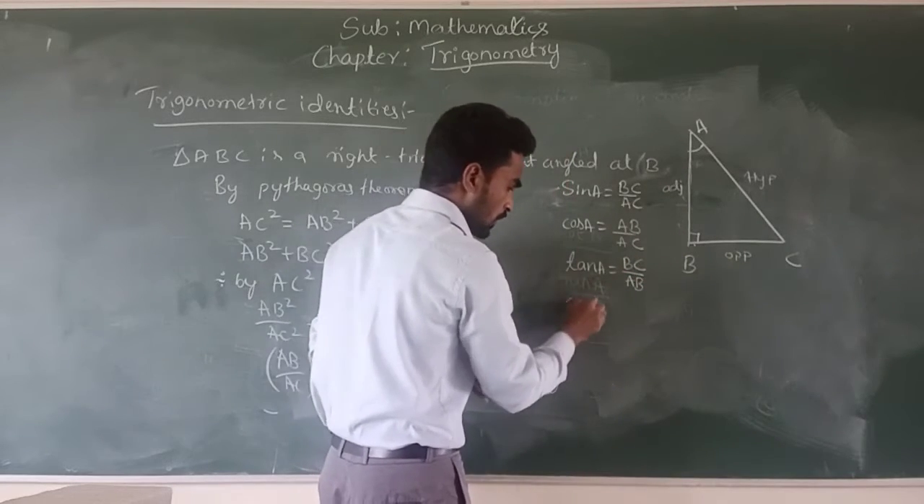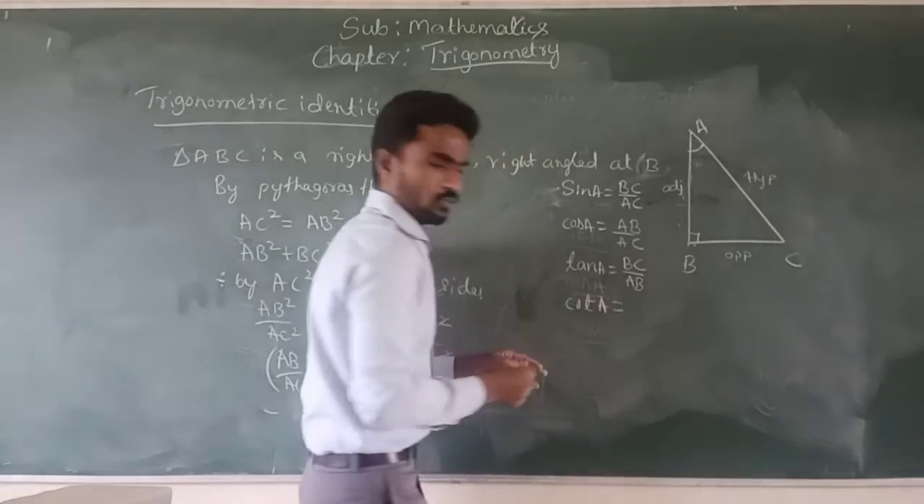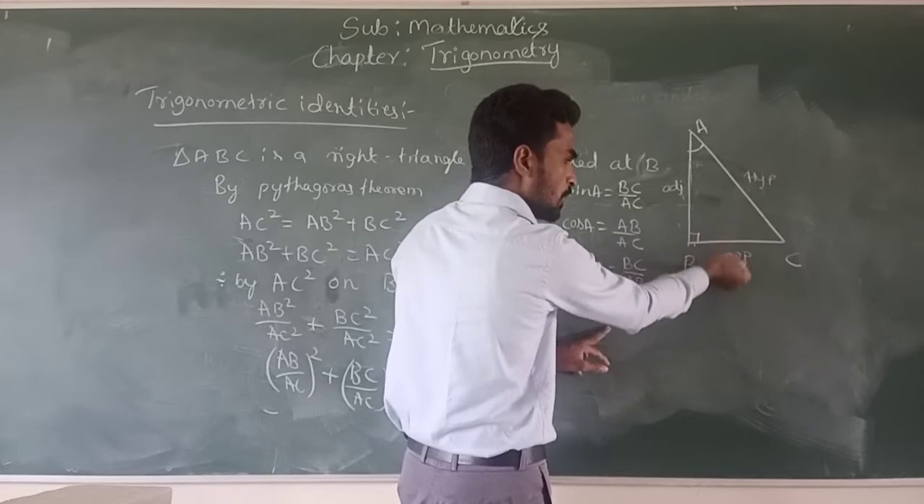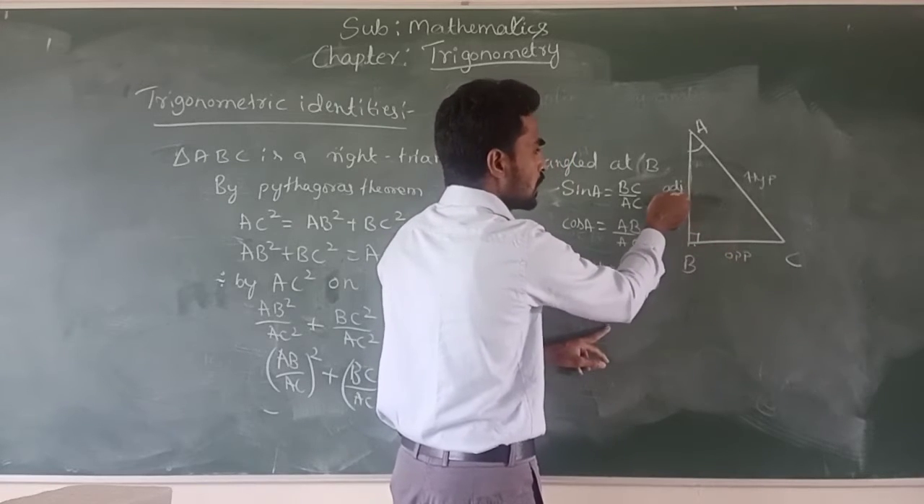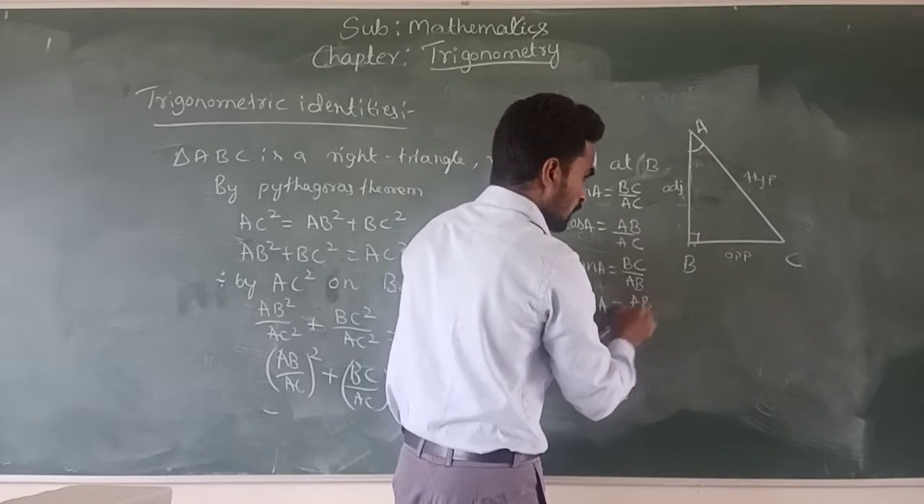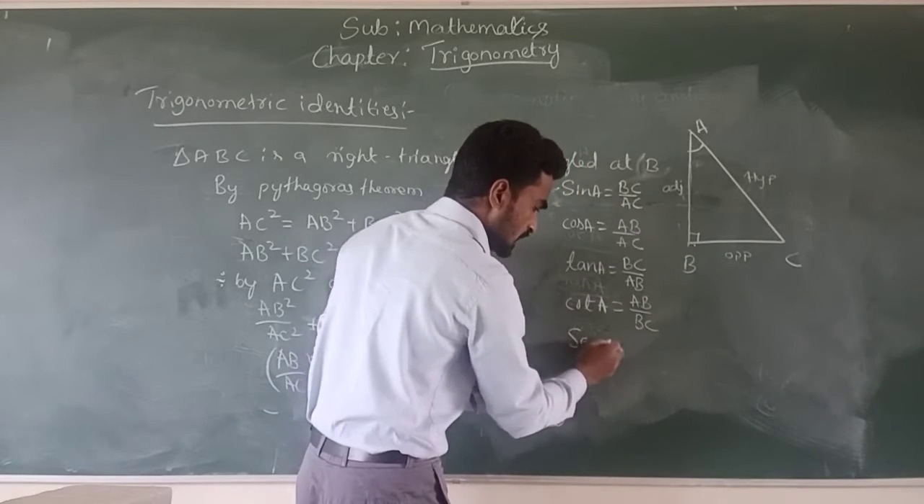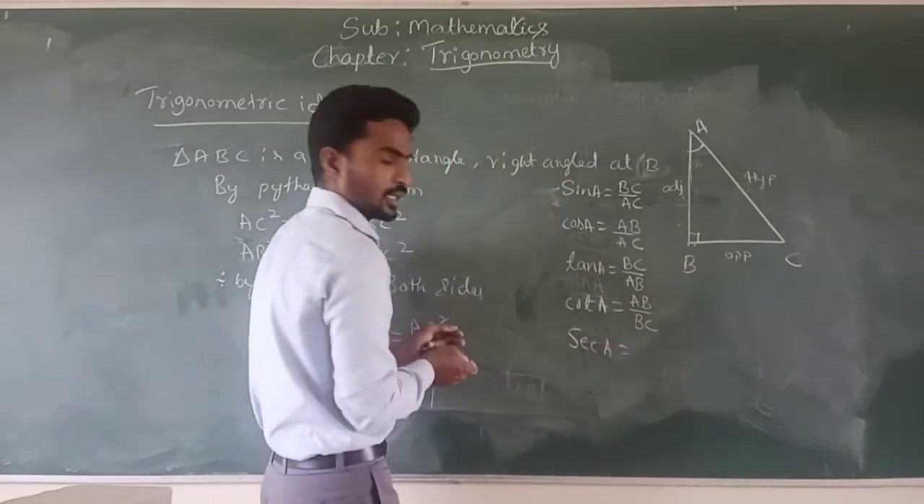Now for cot A, we already know that formula, adjacent divided by opposite. Here the adjacent side is AB, opposite side is BC. Next one, for secant A.